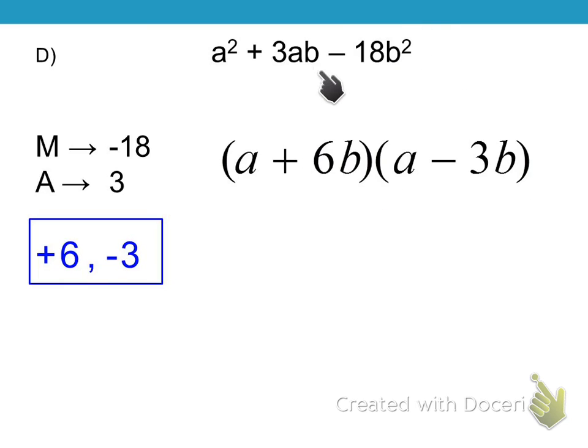If you're not feeling super sure, go ahead and go through the whole process. A times a is a squared. In the middle, we'd end up with -3ab plus 6ab, which gives us the positive 3ab. And then in the back, -18b squared. What are your questions?